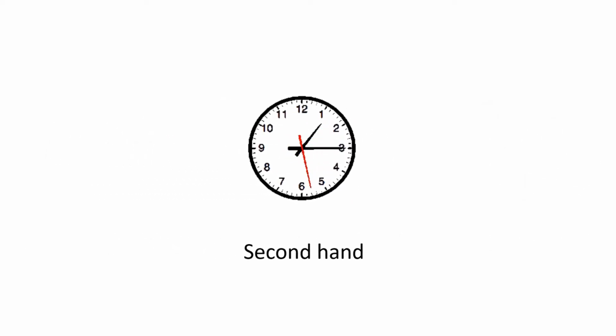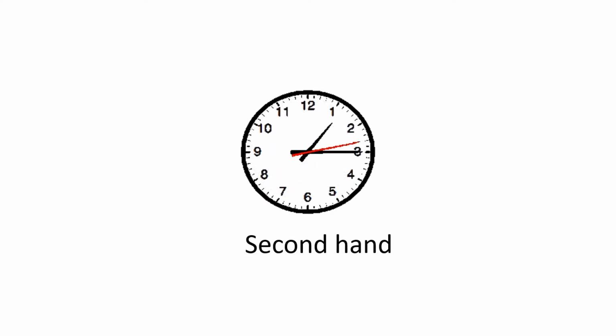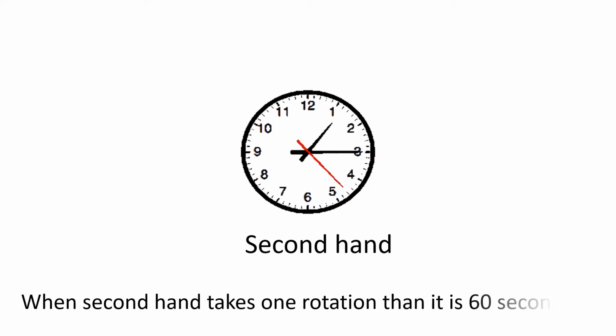Now we will learn more about second hand. The second hand is the fastest moving hand on the clock. It takes 60 seconds to go right around the clock, which is the same as 1 minute. When the second hand takes one rotation, then it is 60 seconds, that is 1 minute. 60 seconds is equal to 1 minute.